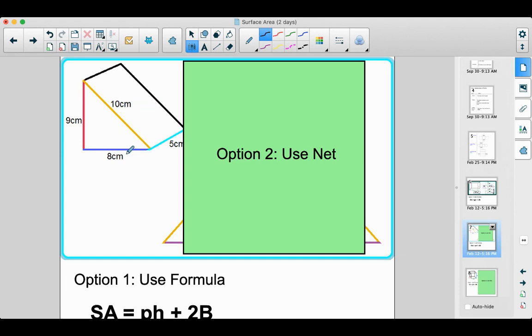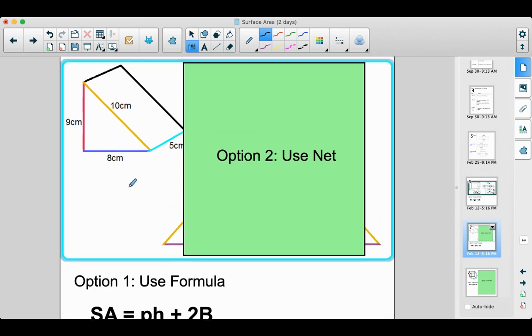So the base is this triangle. If I wanted to use this formula and find the perimeter of the triangle, which is all the way around, so 8 plus 9 plus 10, if I add those together, I get 27. And multiply that by the height. The height would be the distance between the bases, which here would be 5.